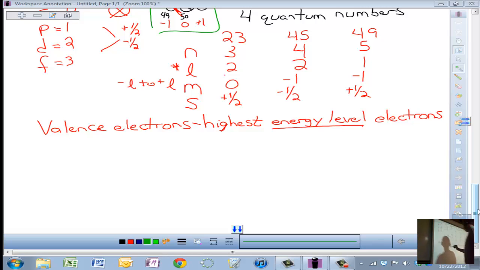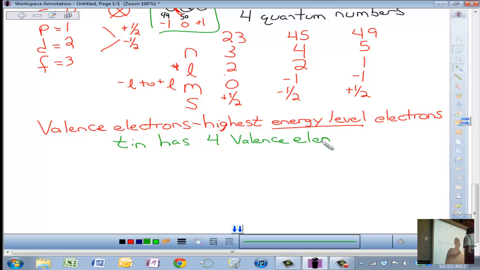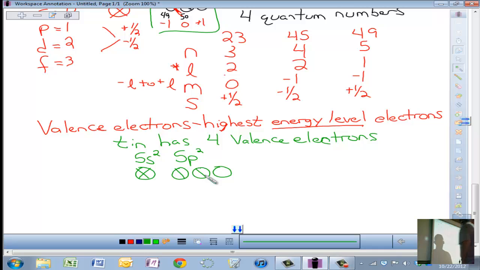So what we're saying is tin has 4 valence electrons. And what they were is that they were in the 5s2 and then the 5p2. So we had 2 that were there, and we had 2 electrons that were there.